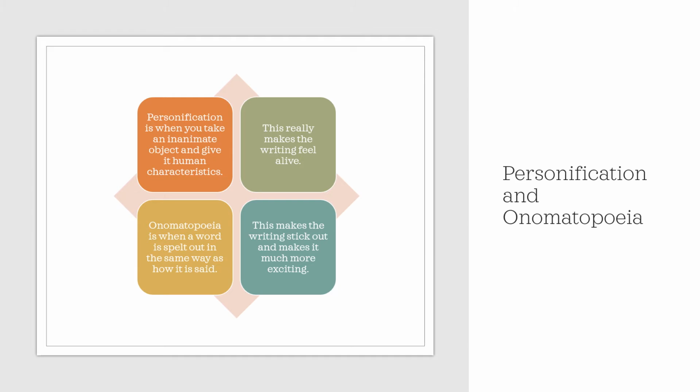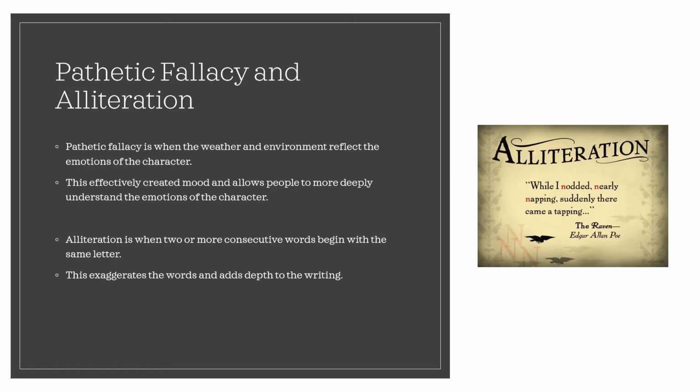Next we have personification. So when you take an inanimate object and give it human characteristics. For example, "the clock's face was grinning at me." And this really makes the writing feel alive. Onomatopoeia is when a word is spelt out in the same way as how it is said. For example, bam, pow. And this really makes the writing stick out and makes it much more exciting than writing without it.